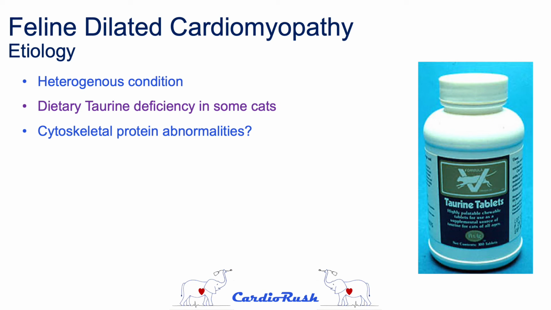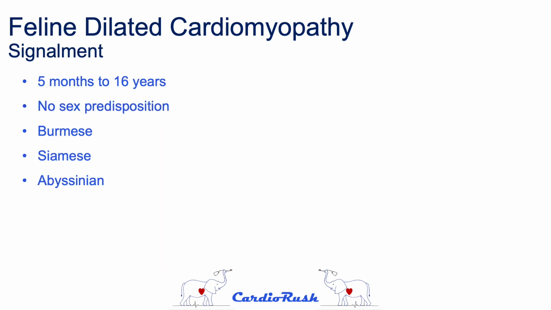At this stage, probably no more than 10% of the cats that we see in our clinic have taurine deficiency when they have dilated cardiomyopathy. It can happen at any age. There's no clear sex predisposition. There are a few breeds that were suspected to be at increased risk.